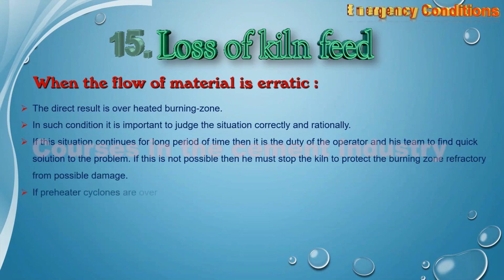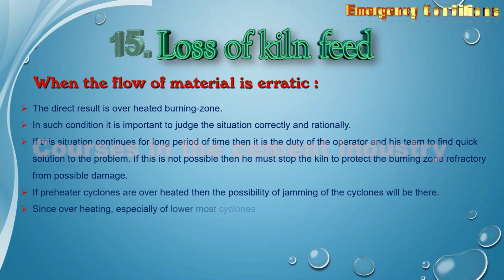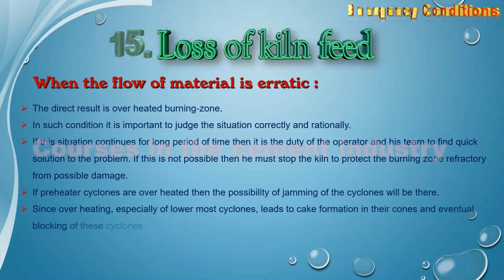If preheater cyclones are overheated, then the possibility of jamming of the cyclones will be there. Overheating, especially of the lowermost cyclones, leads to cake formation in their cones and eventual blocking of these cyclones.